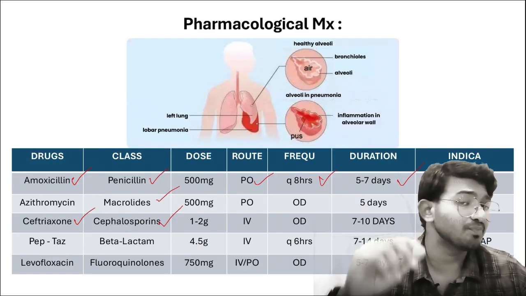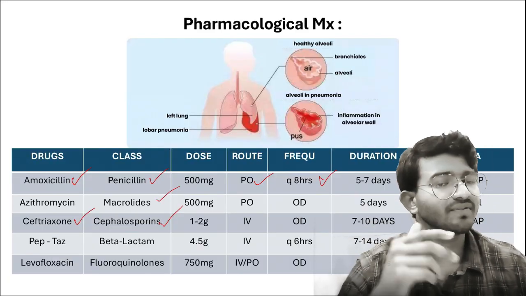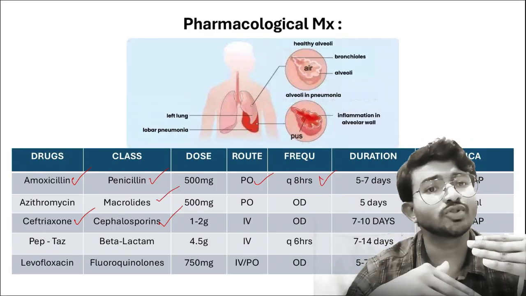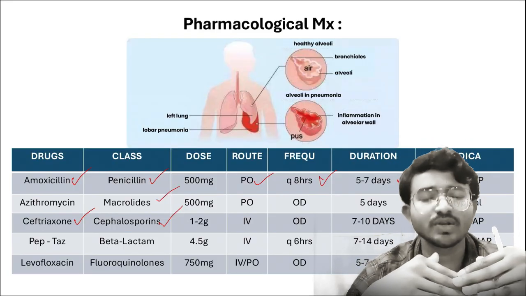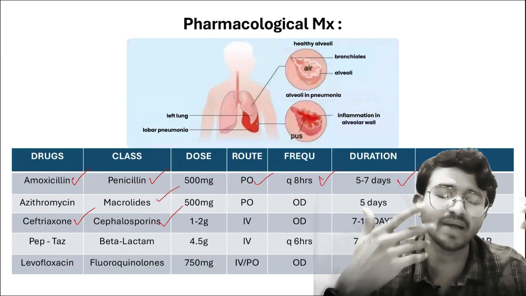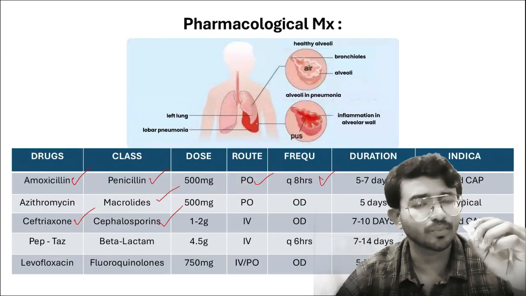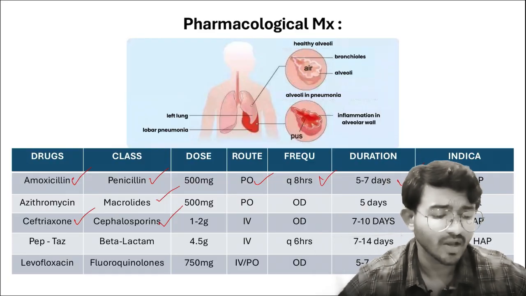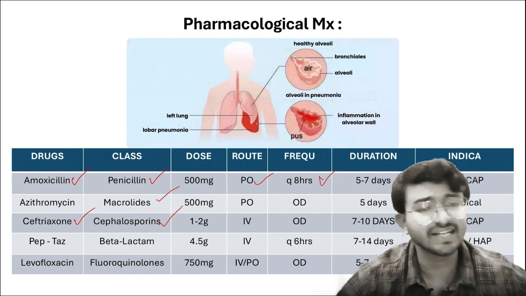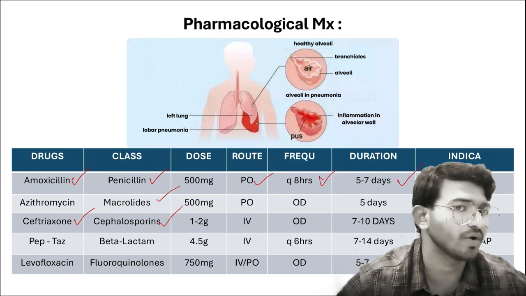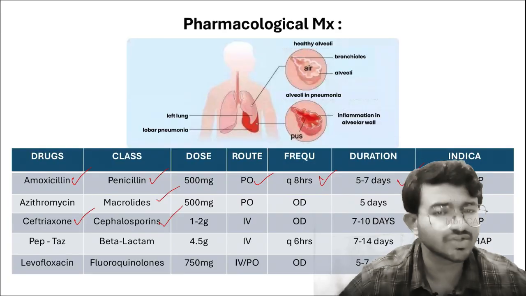Next, if after giving these antibiotics the patient is not getting any recovery, then you have to think about Pseudomonas. In Pseudomonas, we can treat with piperacillin tazobactam. This is a broad spectrum antibiotic. The dosage is 4.5 grams intravenous every 6 hours for 7 to 14 days. We can use this if the patient has severe or hospital acquired pneumonia, or in ICU cases.